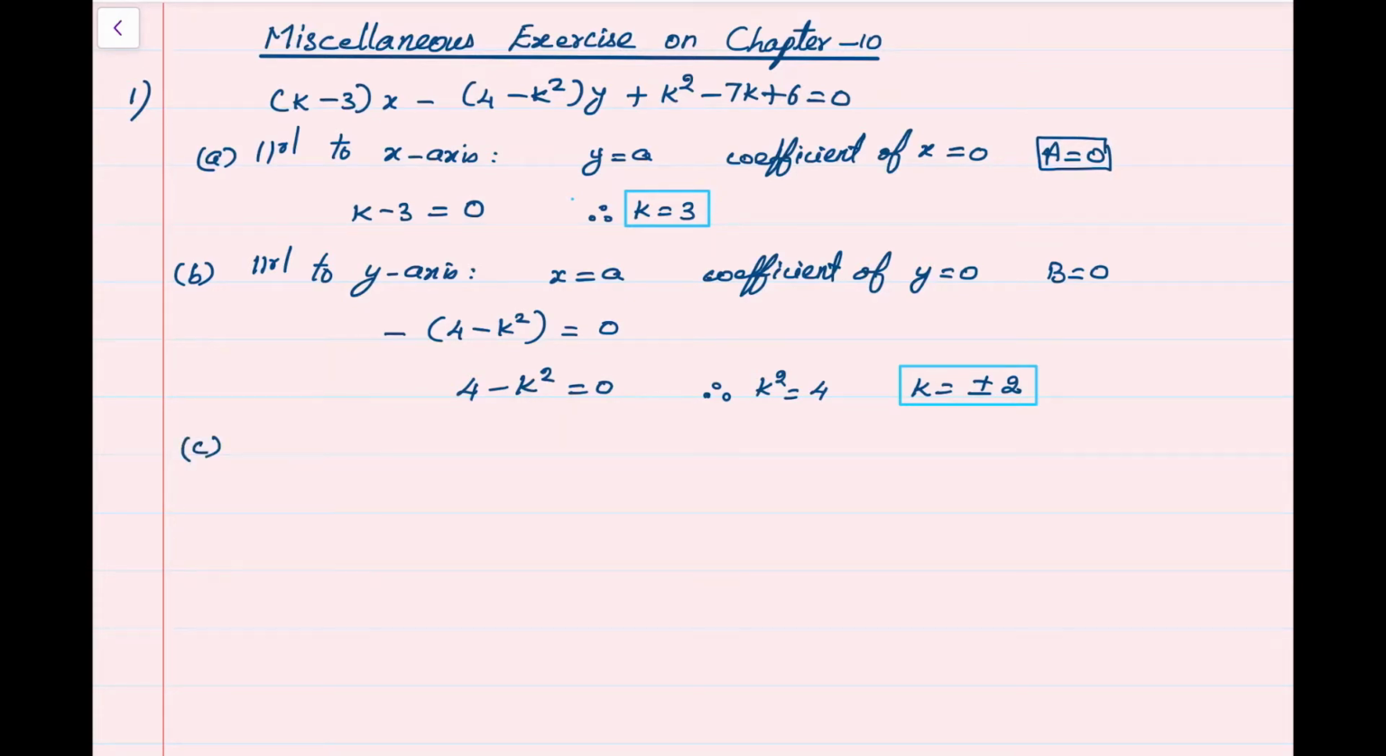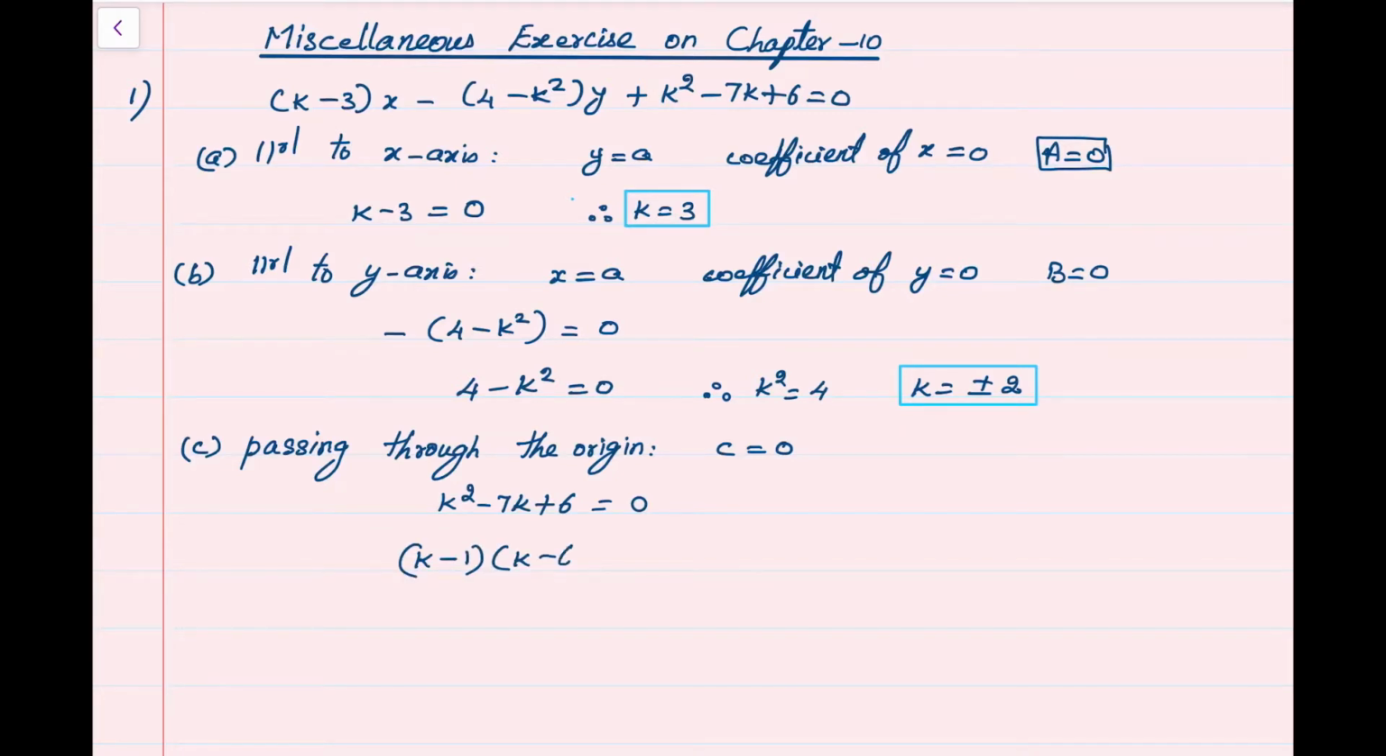C subdivision, passing through the origin. We know that if a line passes through the origin, the constant term should be 0. Here the constant term is k square minus 7k plus 6 equal to 0. Let us factorize this. (k minus 1) times (k minus 6) is equal to 0. Therefore, k is 1 or k is 6.